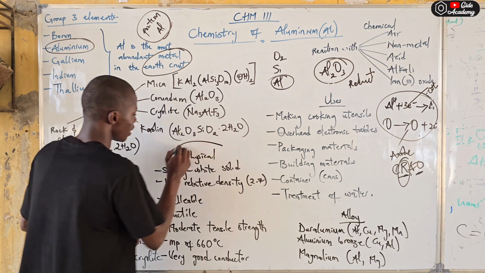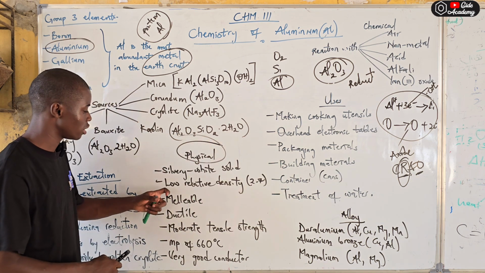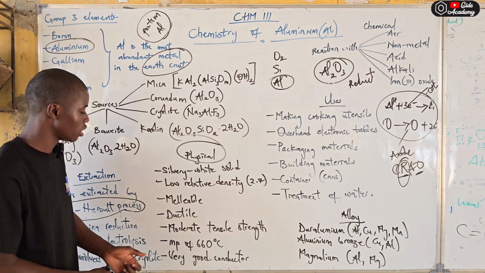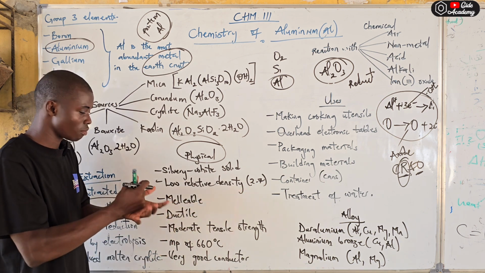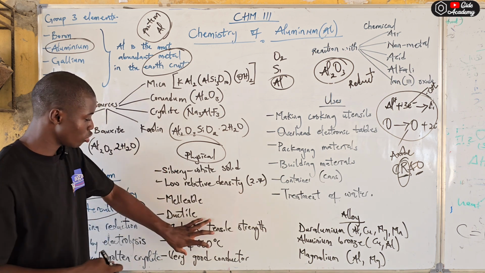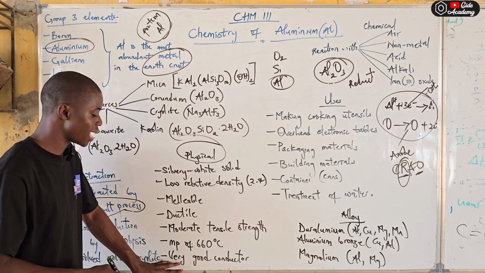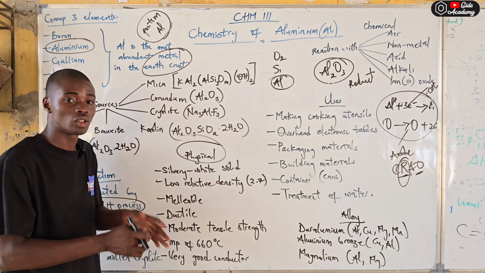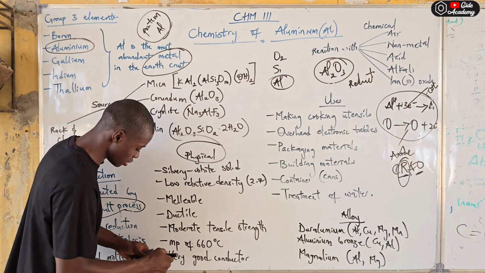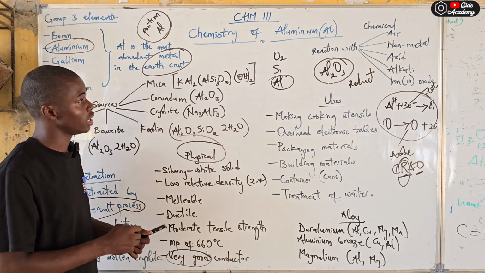So what are the physical properties of aluminium? It is a silvery white solid with a low relative density of 2.7. It is malleable, that means you can beat it into other shapes. It is ductile, drawn into wire, with moderate tensile strength. The melting point of aluminium is 660 degrees Celsius, and it is a very good conductor of heat and electricity. I emphasise, a very good conductor of heat and electricity.